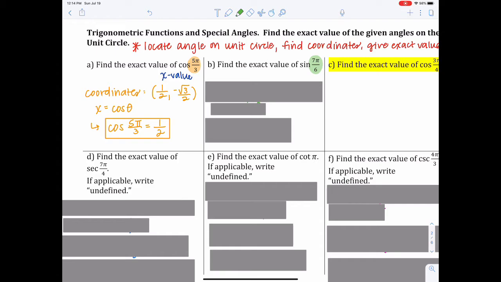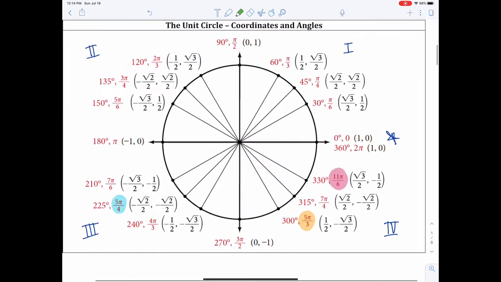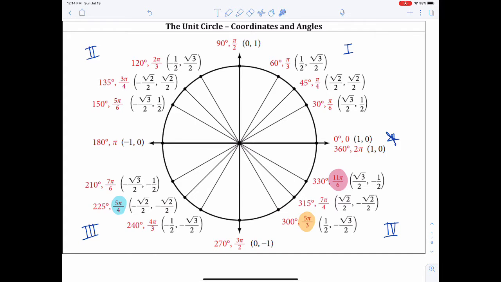So let's look for that angle on our unit circle up above. So now we're looking for 7 pi over 6. Again, that's just over 1 whole pi, because 6 over 6 would be 1 whole. 7 pi over 6 is right here. So we want this angle. The coordinates next to that are right here.